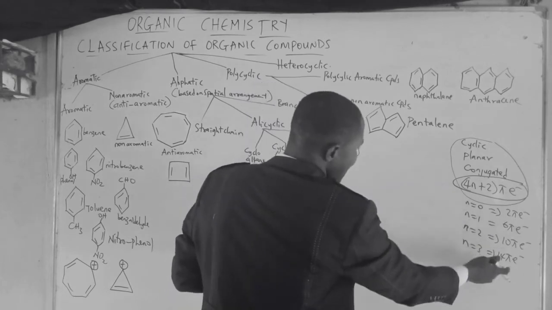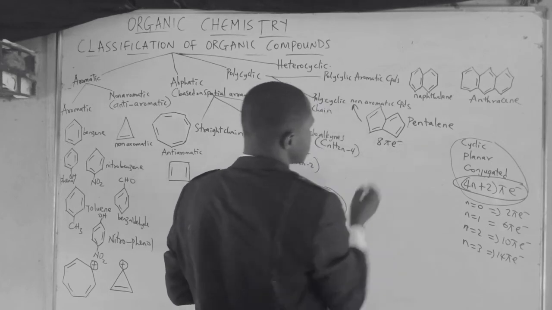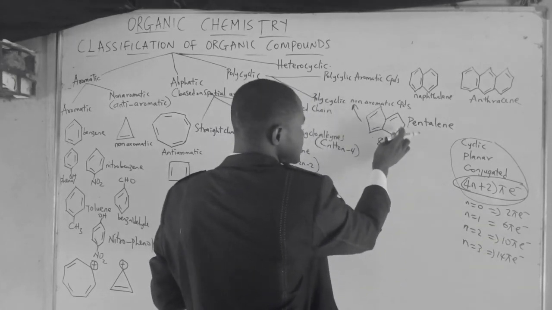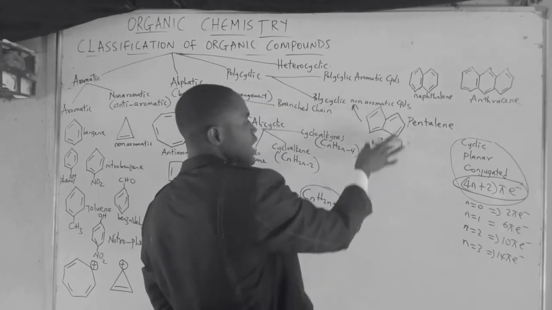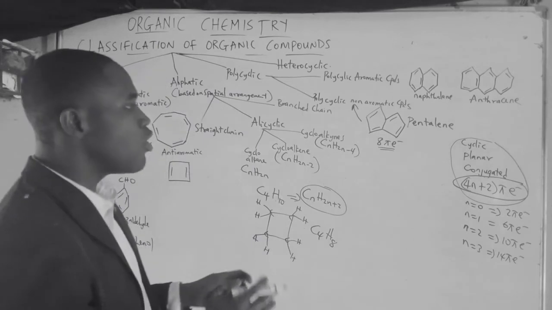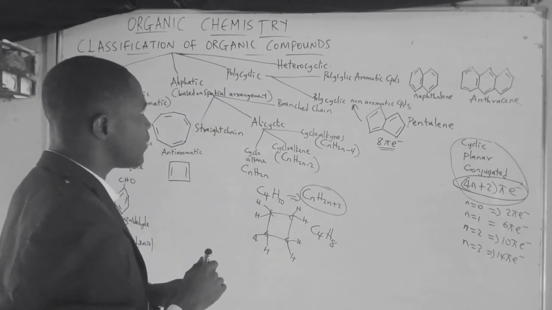Do we have the required number of pi electrons here? No, it has 8 pi electrons. 2, 4, 6, 8. So the double bonds we have here give us 8 pi electrons. So it does not obey Huckel's rule. So it's a polycyclic non-aromatic compound.